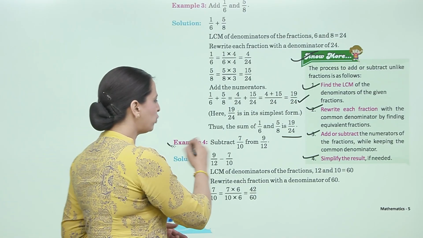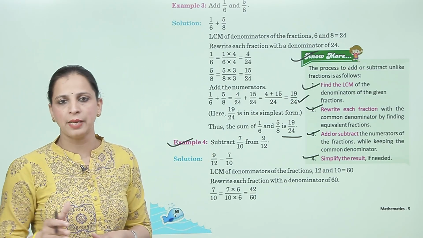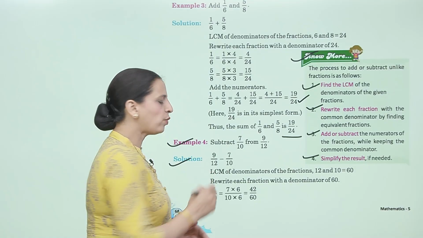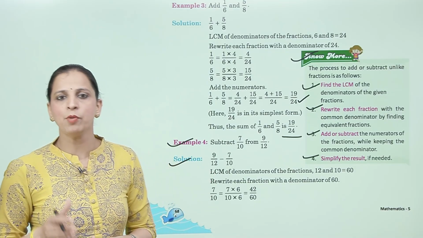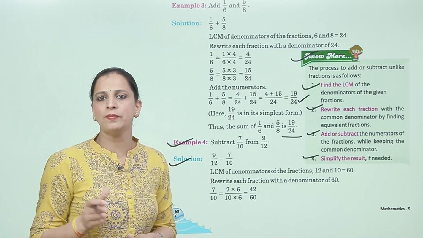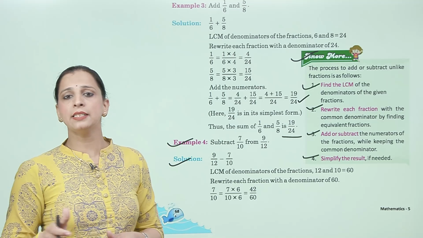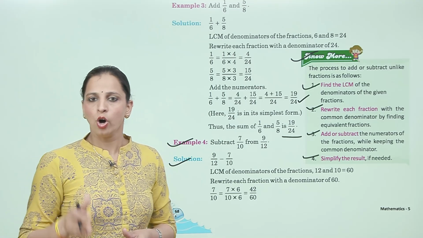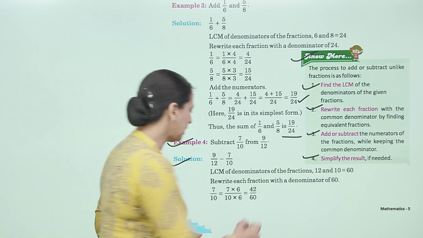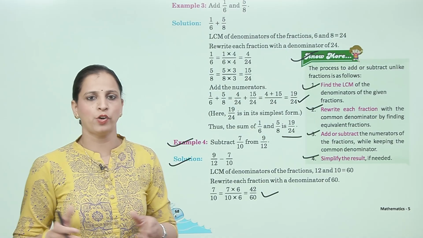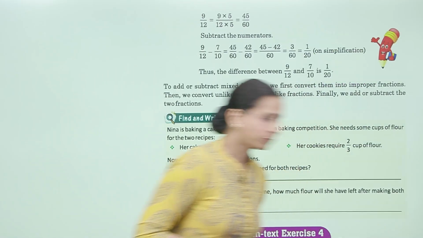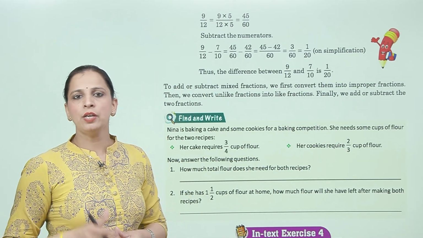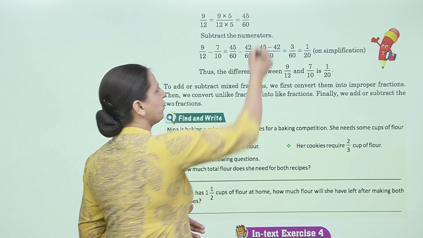Now example 4, subtract 7 by 10 from 9 by 12. Solution, 9 by 12 minus 7 by 10. LCM of denominators of the fractions 12 and 10 is 60. Rewrite the fractions with the denominator of 60. Now 7 by 10 is multiplied by 6, it becomes 42 by 60. 9 by 12 multiplied by 5, it becomes 45 by 60.